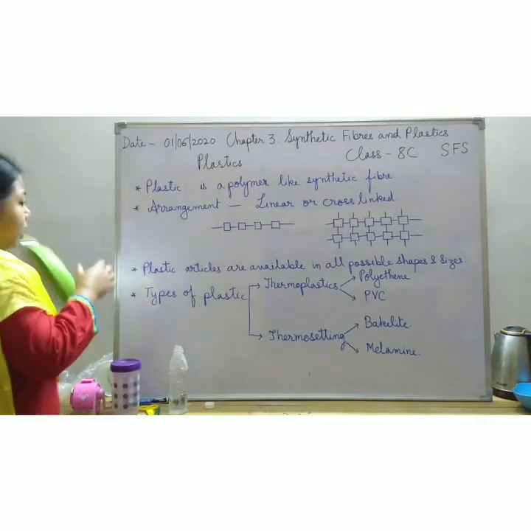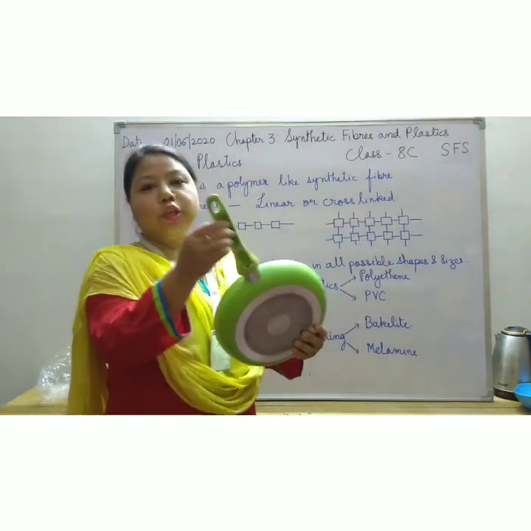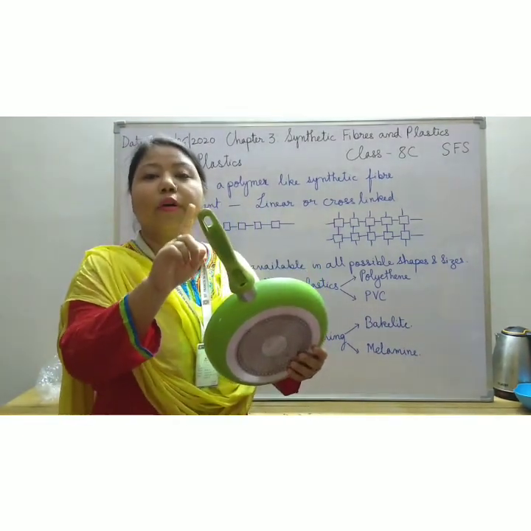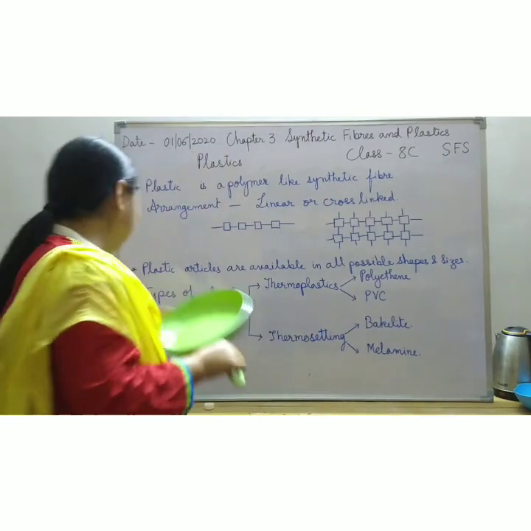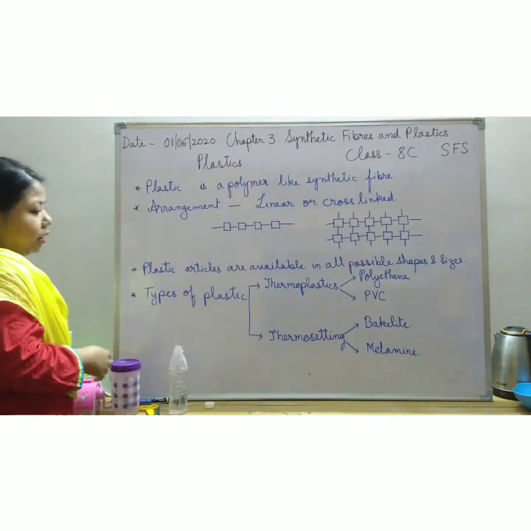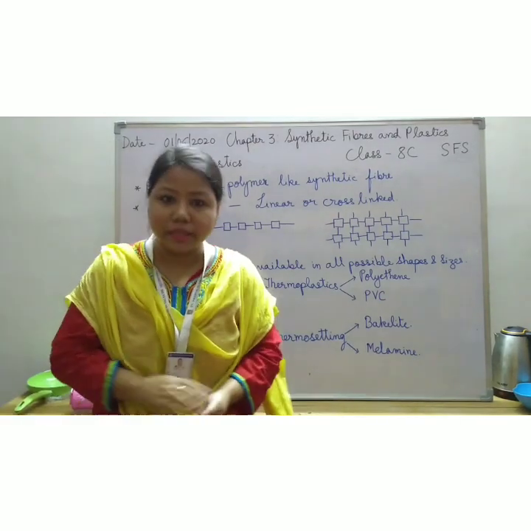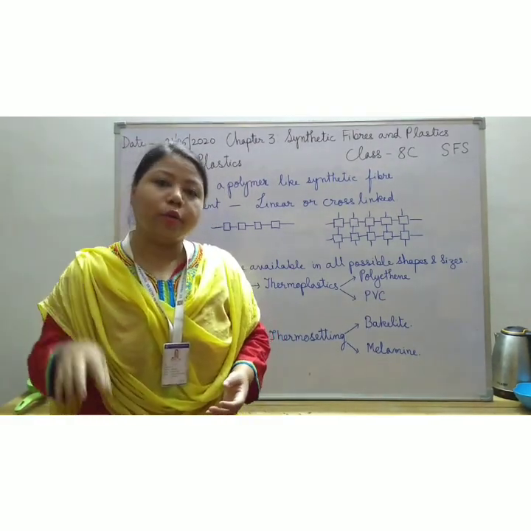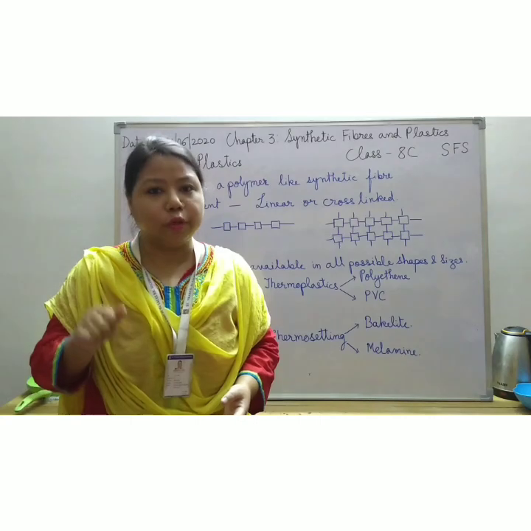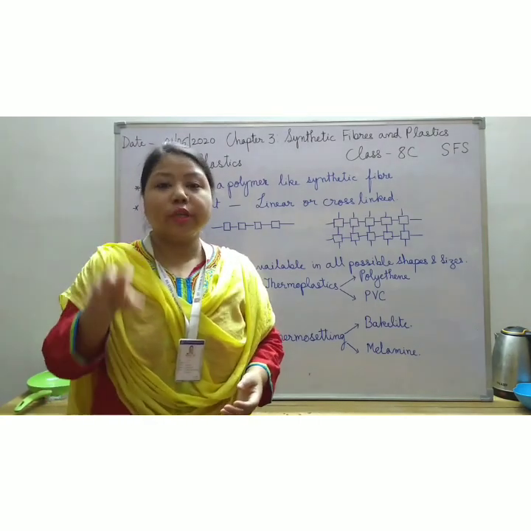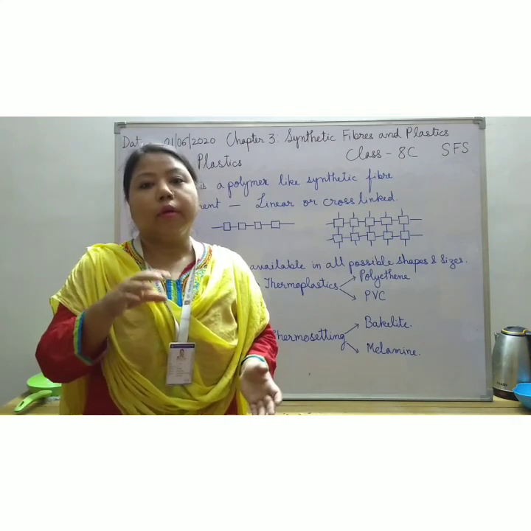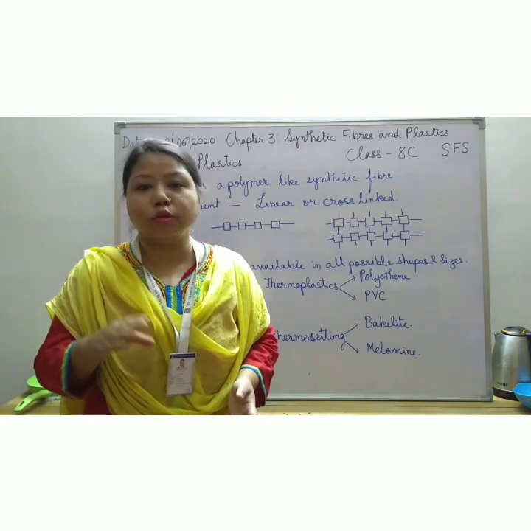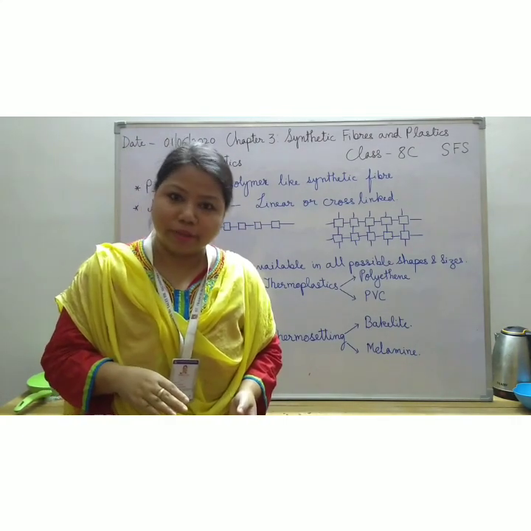Now, the handle of this utensil is made up of bakelite because it is a bad conductor of heat. So it does not conduct heat and as a result it is used to make the handles of utensils. Electrical switches are also made of bakelite because it is also a bad conductor of electricity.